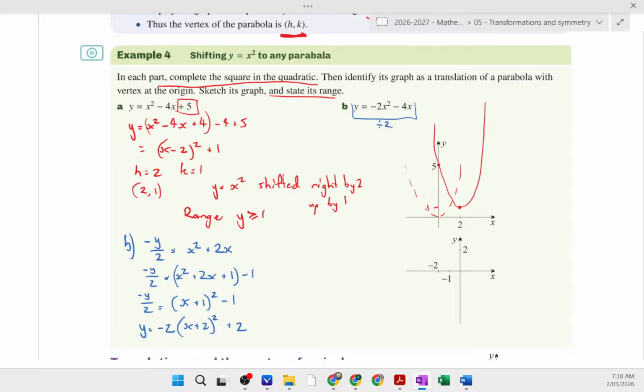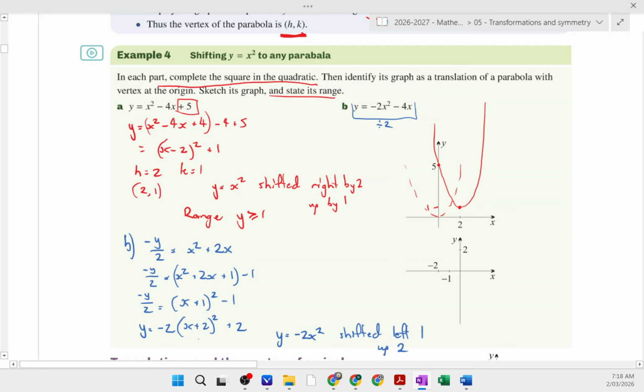Hopefully that makes sense. I've brought the minus 2 over just to make it easier to complete the square because I've got a monic, and then I've just had to bring it back over, so I've got y equals again. So I've now got it in that form, which will tell me that y equals minus 2x squared has been shifted left 1 and up 2.